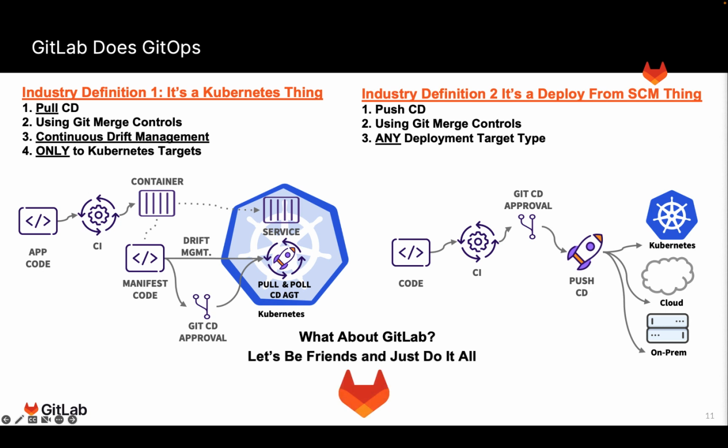Part of the reason is we've had the right-hand side for a long time. So we've been putting Git merge controls in front of deployments for a very long time already. So let's talk a little bit about how GitLab is doing that now that we have the GitLab agent and how that kind of changes the mix here a bit.